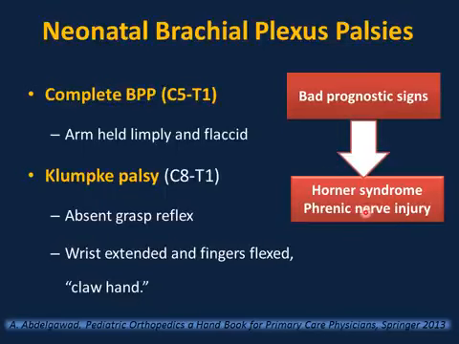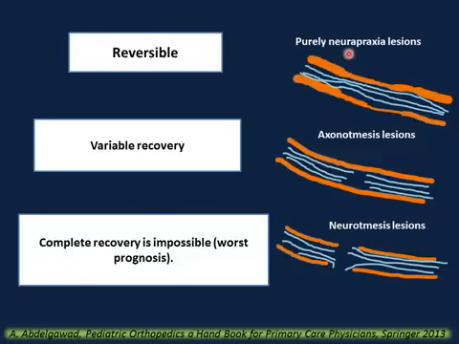Phrenic nerve injury means avulsion injury, because the phrenic nerve receives mainly its innervation from the cervical roots, but some innervation from the brachial plexus. So if you have an avulsion injury and you do an x-ray and you see elevation of the diaphragm, this means a phrenic nerve injury. This is a bad prognostic sign. It is very important to understand the neurological types of brachial plexus injuries to be able to explain to parents the outcome and the prognosis of these injuries.